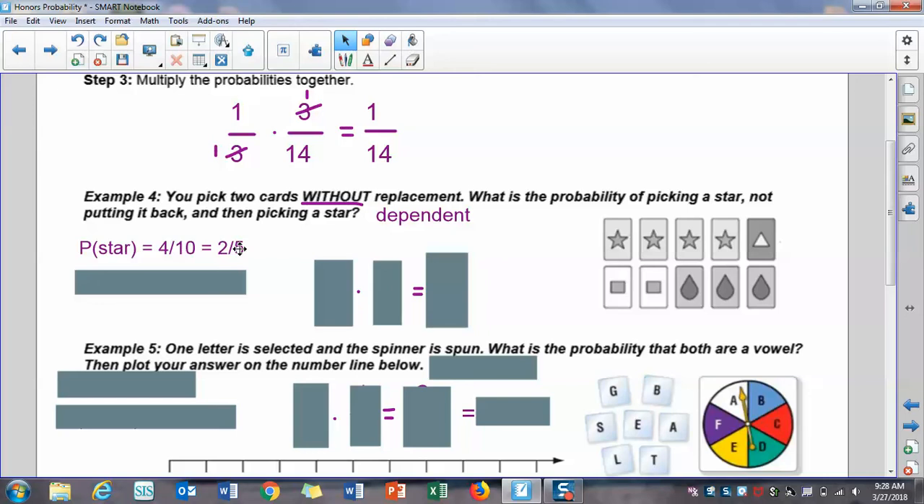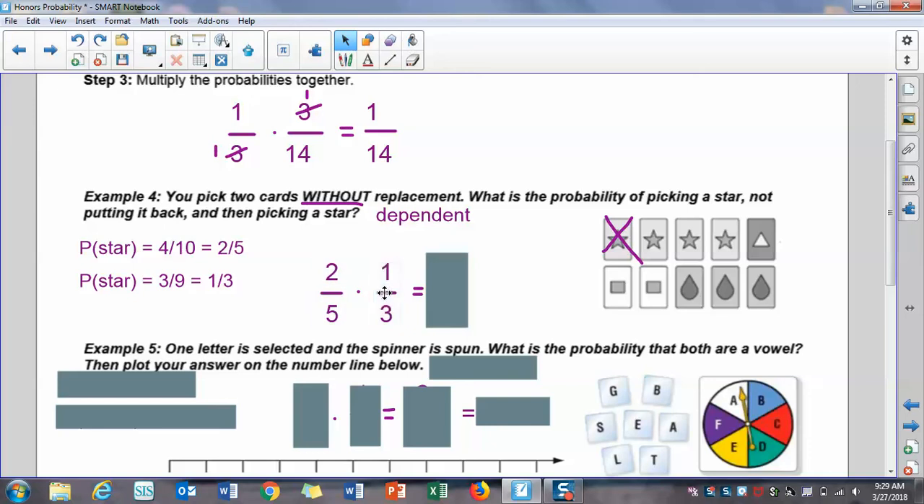Now we want to pick another star, but we're not replacing it. So in theory, we can cross one of the stars out. So that means that I only now have 3 stars that are possible to pick out of 9 cards. So I have 3 out of 9, which is 1/3. So we're going to multiply those simplified probabilities. So 2/5 times 1/3. So we get 2/15 as our answer.